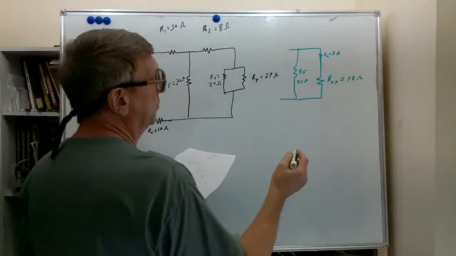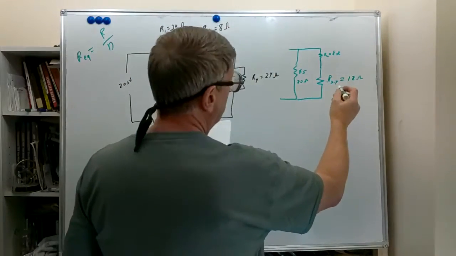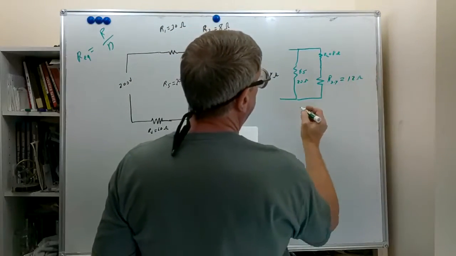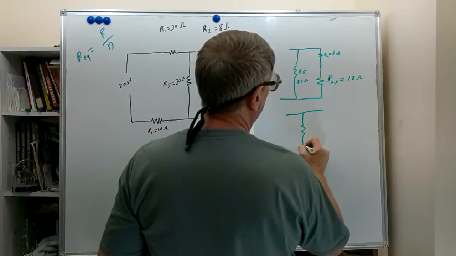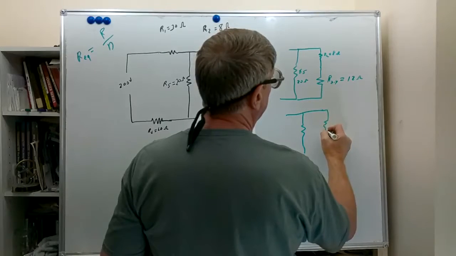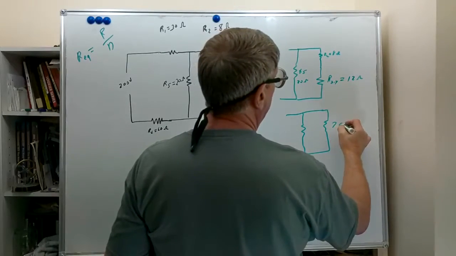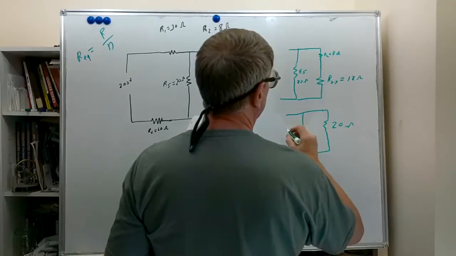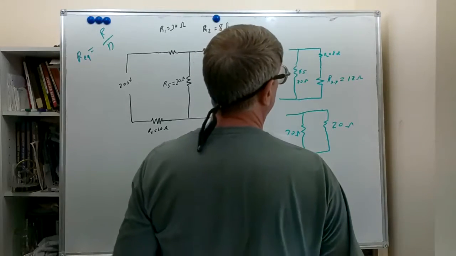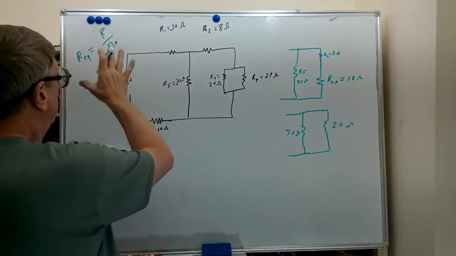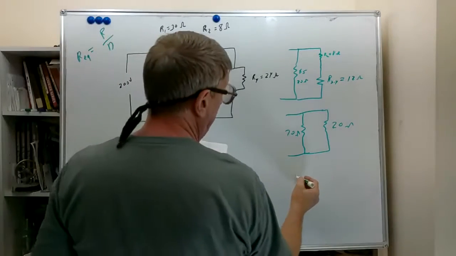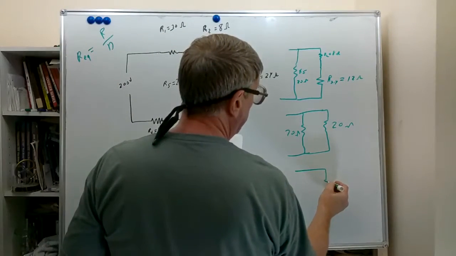Now we see here that 12 and 8 is 20, so this little piece here is going to look like two 20 ohm resistors in parallel. 20 ohm, 20 ohm. Well, we know from using this formula that we can do that again. 20 divided by 2, replace that whole thing with a 10 ohm resistor.